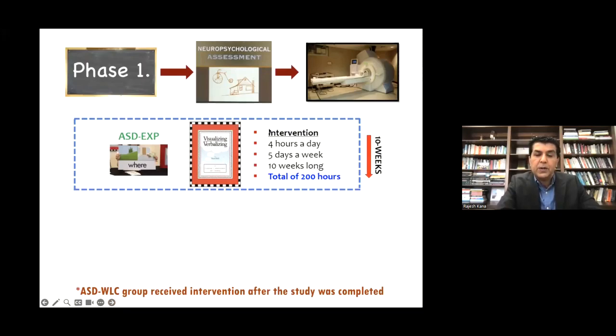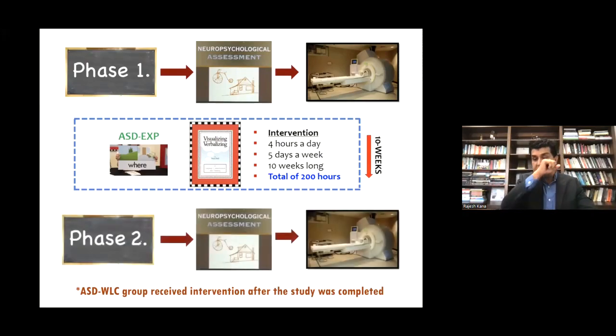The intervention I was just talking about consists of 4 hours per day, 5 days a week, 10 weeks long, adding up to a total of 200 hours of instruction. So that's a pretty intense intervention, 200 hours of instruction on building visual imagery to comprehend language. That's the basis of this, and we'll get to that in a second.